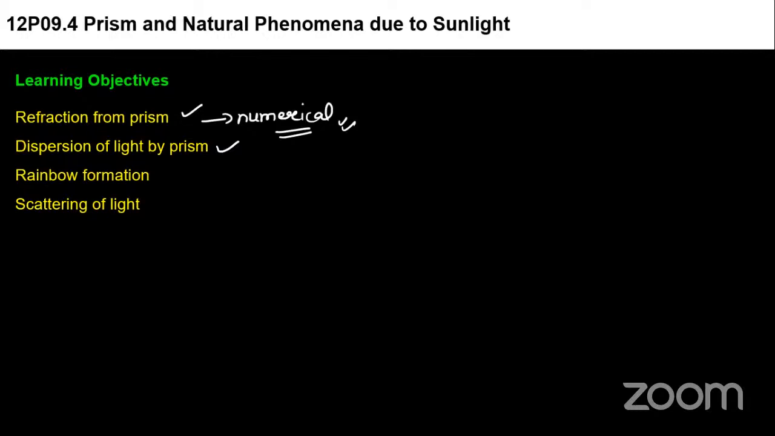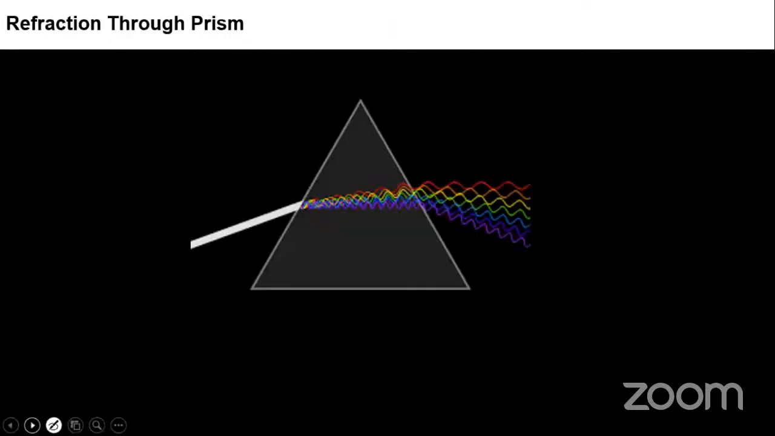So we were at the numerical in the previous class. Then today we'll see dispersion of light by a prism via an image and all, the rainbow formation and scattering of light. These were all the things, no? Is it fine, students? I'll show you a slide. Tell me where to stop.